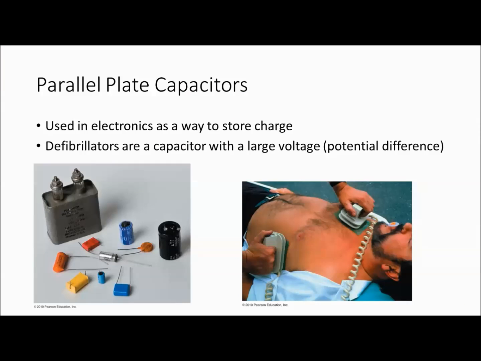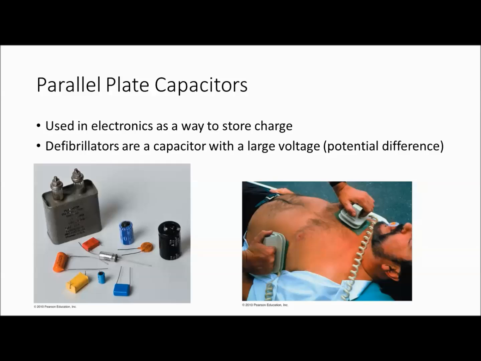Parallel plate capacitors are used all over electronics, and they're very common. It's a way to store charge. When there's not an electric current running, you can store it inside a parallel plate capacitor. We also have parallel plate capacitors in defibrillators.